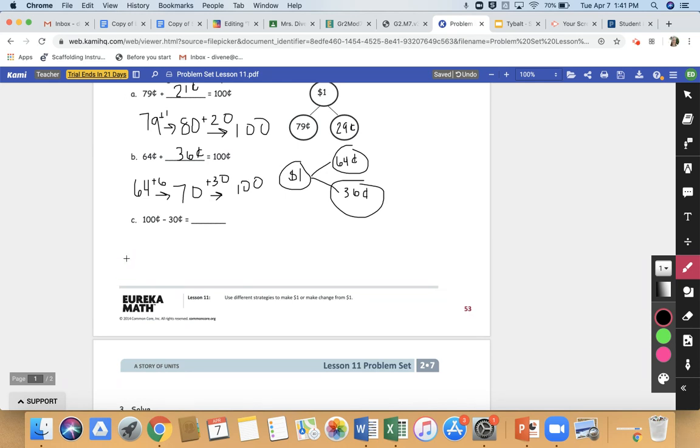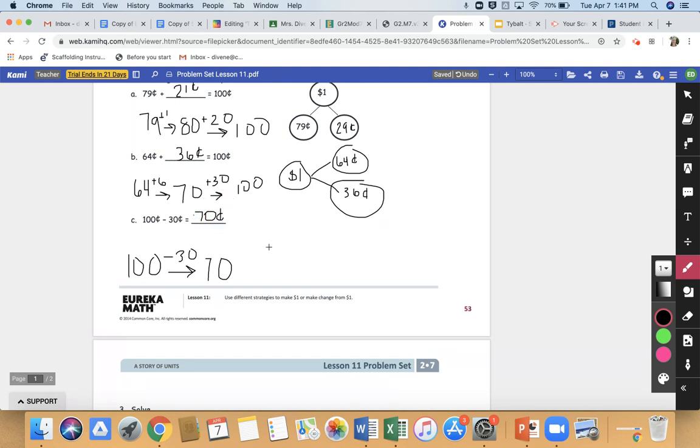So we've got 100 minus 30. Well, we can do our number bond, and we just know 100. We can do 100, and only one step in this arrow method. So I know that 10 minus 3 gives me 7. So therefore 100 minus 30 is going to give me 70. Therefore 100 cents minus 30 cents is going to give me 70 cents.